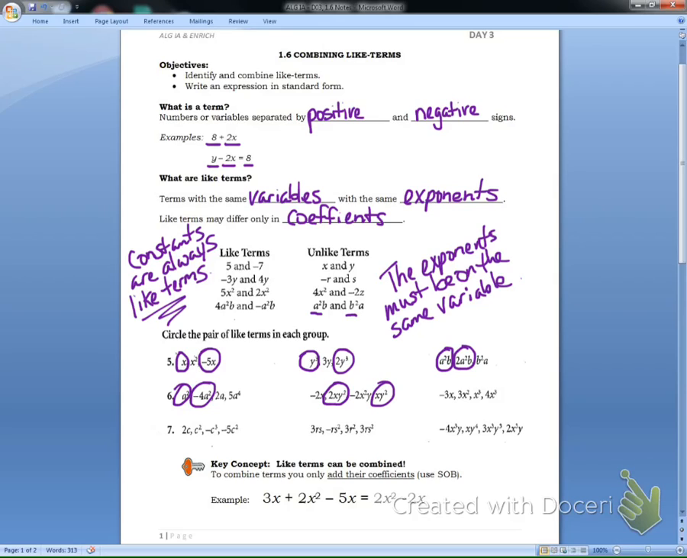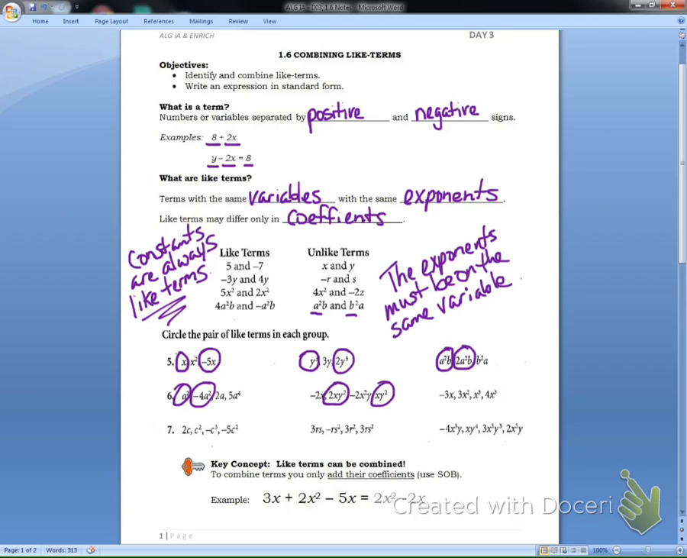Did you circle those two? If not, correct it. Those two are like terms. Yes, they have more than one variable, and that's okay. They both have an x and a y variable, and the exponent is on the y variable. Look at the next set.